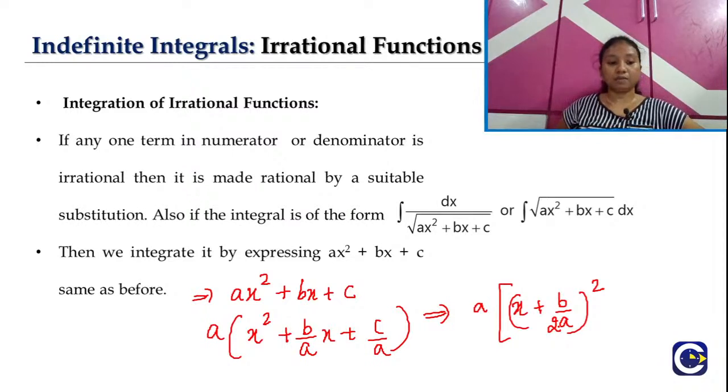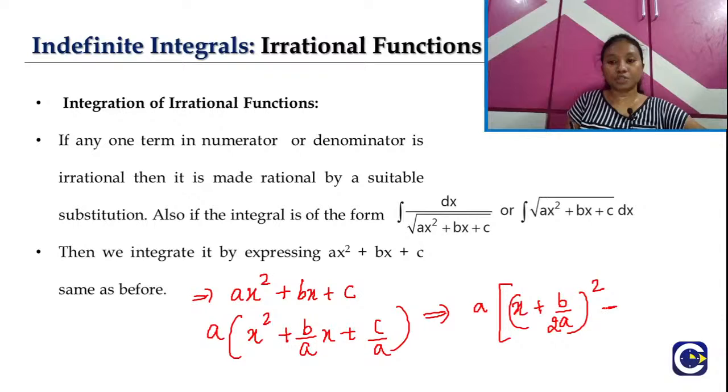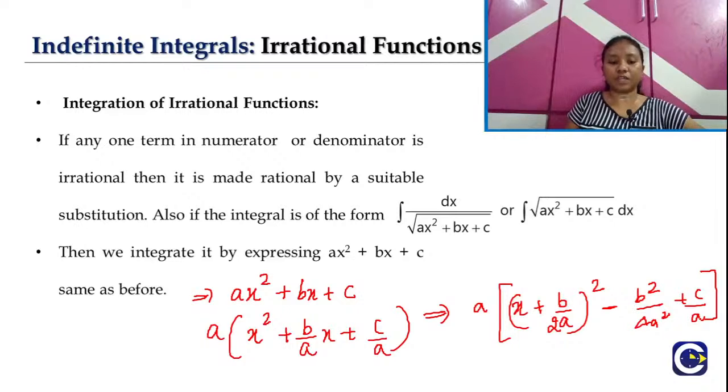So x plus b by 2a whole square. Then what should be subtracted to get this expression? I have to subtract b square by 4a square, and plus constant c by a is already present. So the same thing which we have done in our previous session, if you guys remember, the same expression.